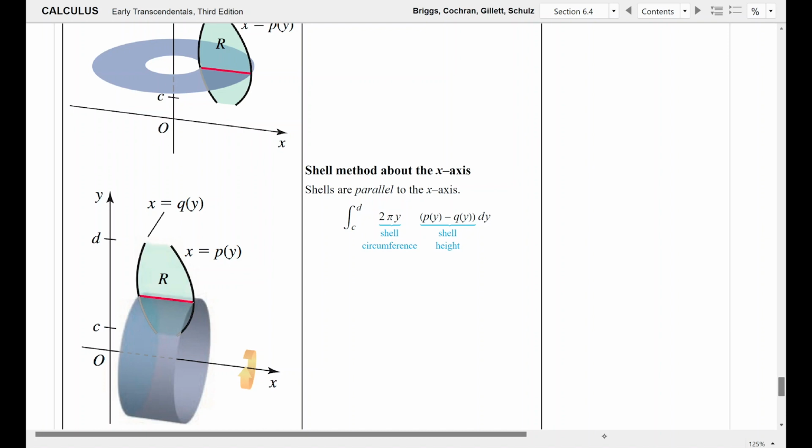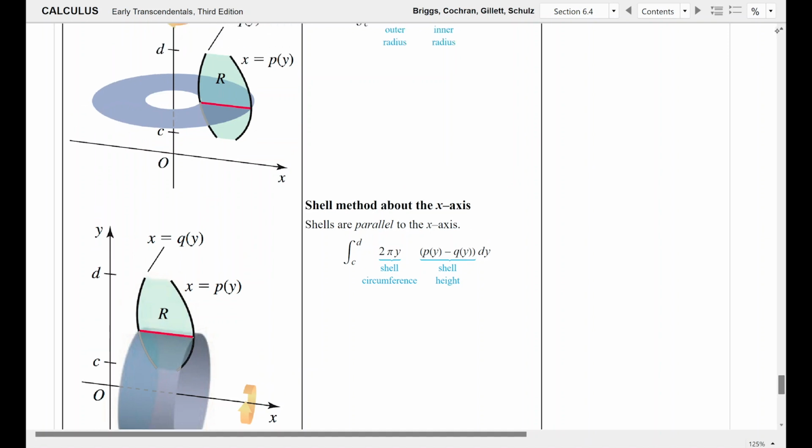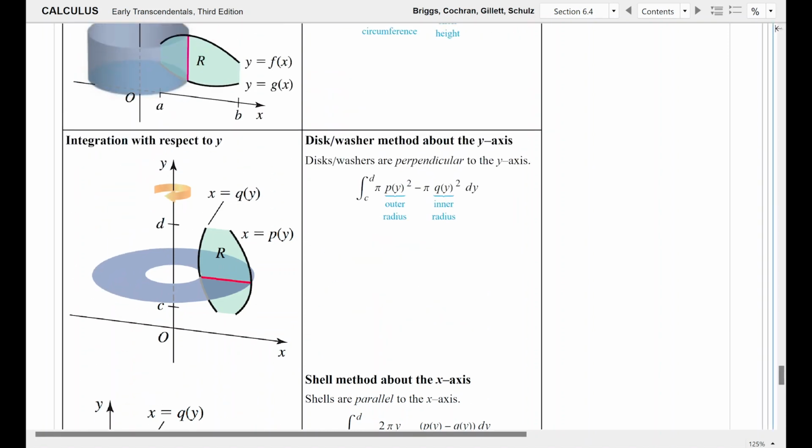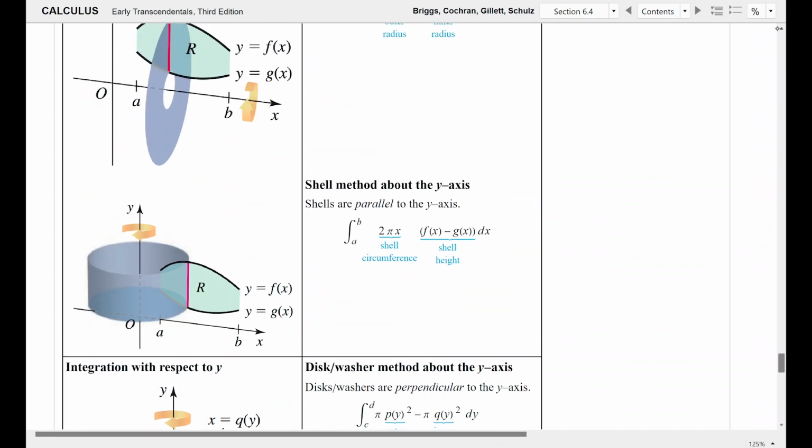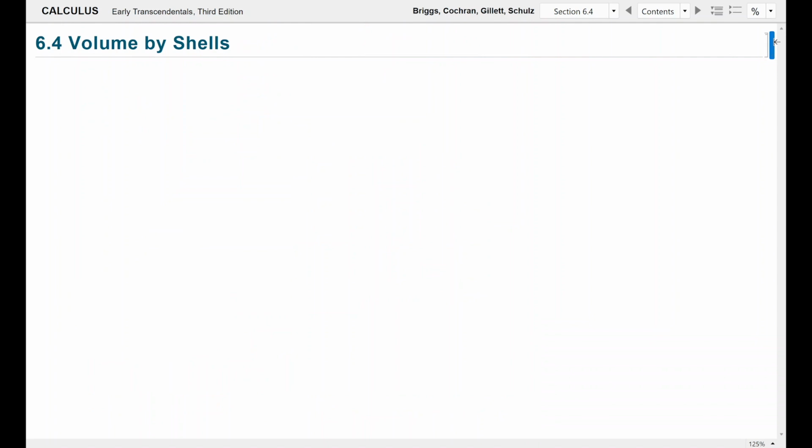And so that's just a quick summary of the different volumes that you could get using the shell and washer method.